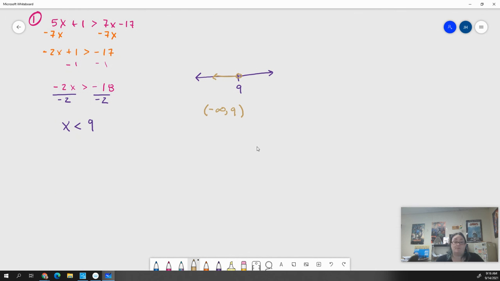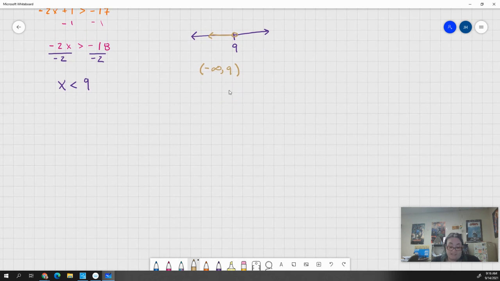So that was a fairly simple one, right? We had to move our x's to one side. We had to move our numbers to the other side. Sometimes we're going to have to do a little work before we can get there.